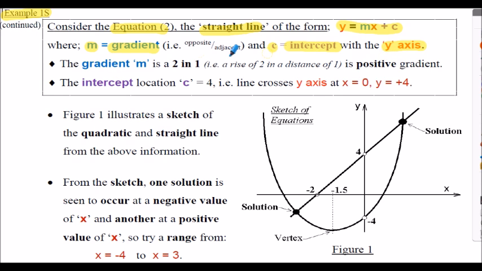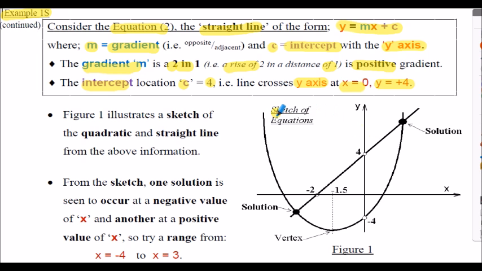Equation 2 on the previous slide has a gradient of 2, so the m value is 2. That means it's 2 in 1, a rise of 2 in a distance of 1, and the gradient is positive, so that means it's like walking uphill on the graph as we move left to right. The intercept of the linear line with the y-axis, the c constant, is positive 4 in this case. So the line crosses the y-axis at x equal to 0, y equal to positive 4.